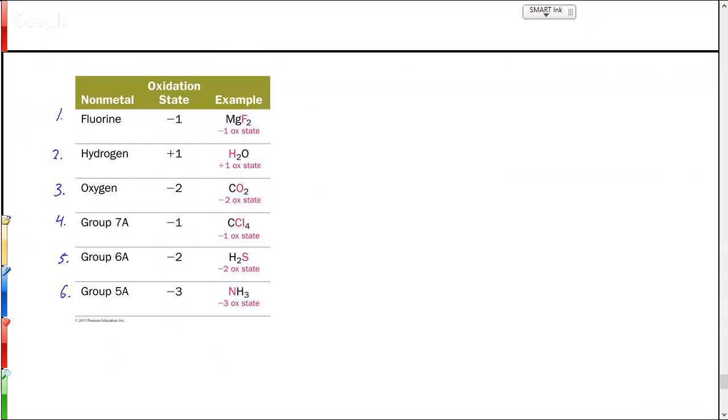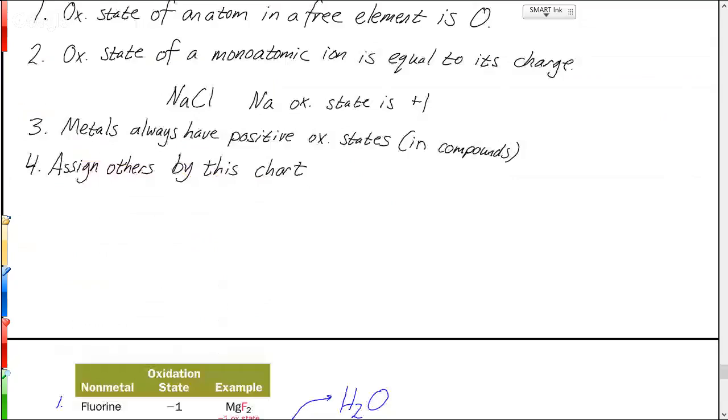So let's look at some examples of some compounds. First of all, let's write that down. Water. Using the chart, we first assign that H has an oxidation state of +1. And then we go down the list and we find oxygen, and we assign that -2. Okay. So let's take a look at some. Sorry, one more rule.